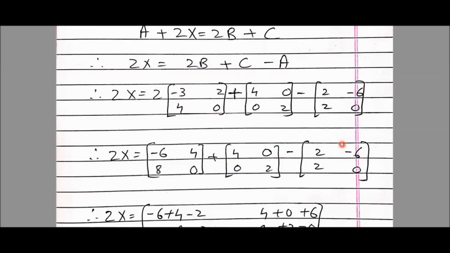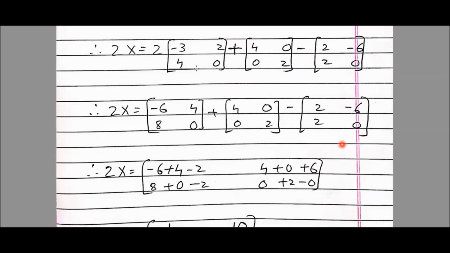Next step on the screen. Can I say this 2X will be remaining as 2X only? This 2, which is there, is multiplied with this entire matrix. Can I say this 2 will be multiplied with each one of them? 2 into minus 3, minus 6, 2 into 2, 4, 2 into 4, 8, 2 into 0, 0. That's it.